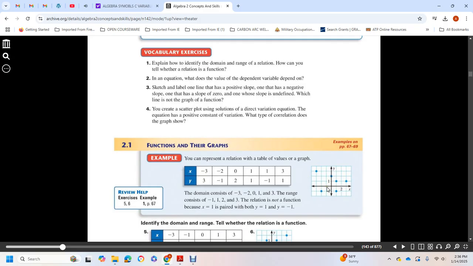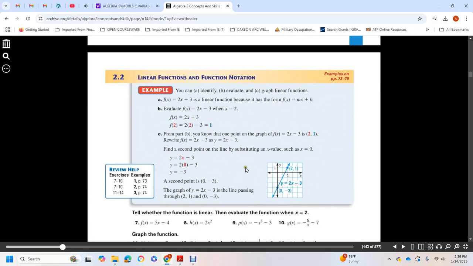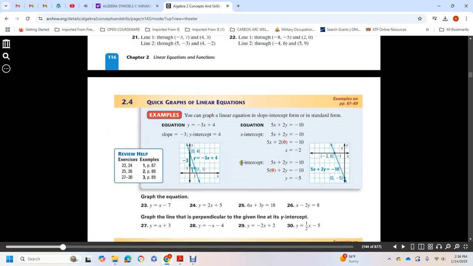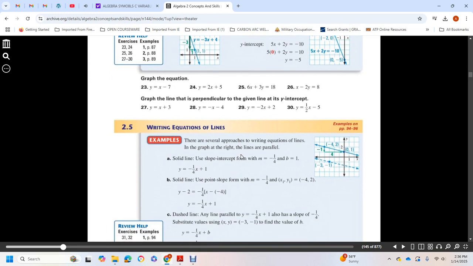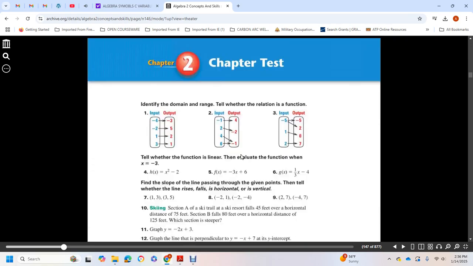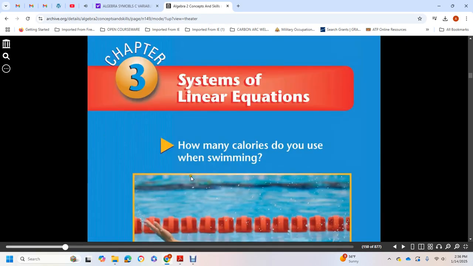2.1 Functions and their graphs. 2.2 Linear functions and function notation. 2.3 Slope and rate of change. 2.4 Quick graph of linear equations. 2.5 Writing equations of lines. 2.6 Direct variation. 2.7 Scatter plots and correlation. Then the Chapter 2 test. Next, Chapter 3: Linear Systems and linear equations.